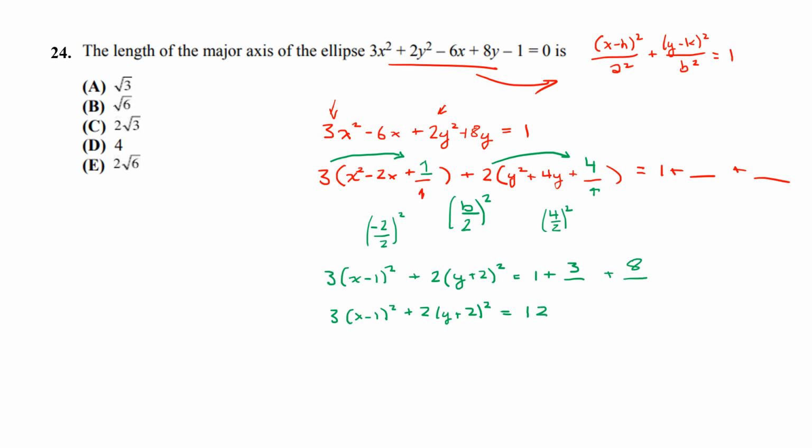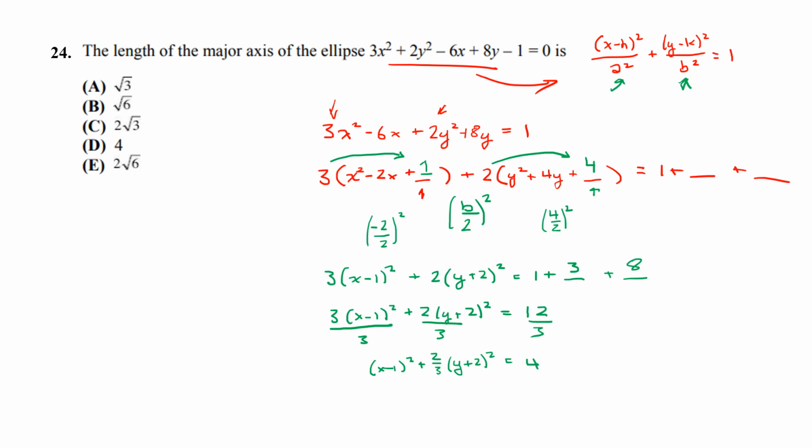Now what we have to do is to have these denominators down here, we have to divide. So let's divide this by 3. That means everything gets divided by 3. That gives us (x minus 1) squared plus 2/3 (y plus 2) squared equals 4.